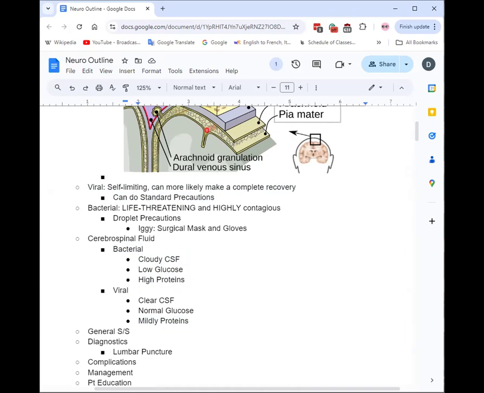And in general, you will have an increased white blood cell count for both. I think it's also in the cerebral spinal fluid, but these are the main differences that I think you guys should really know.